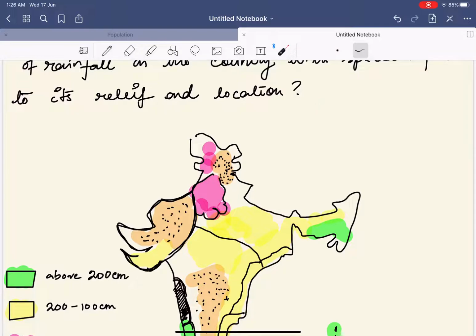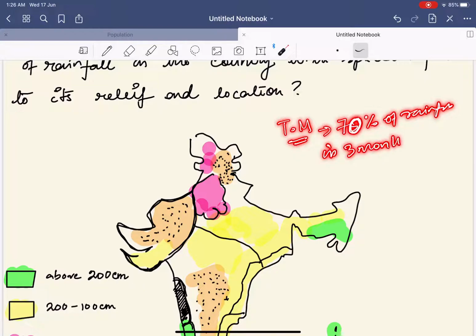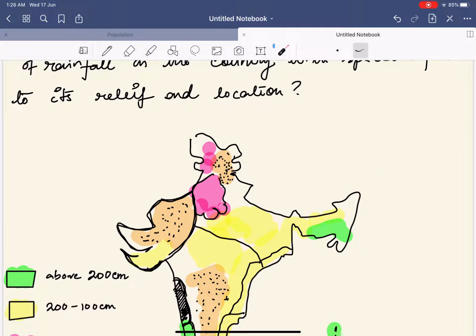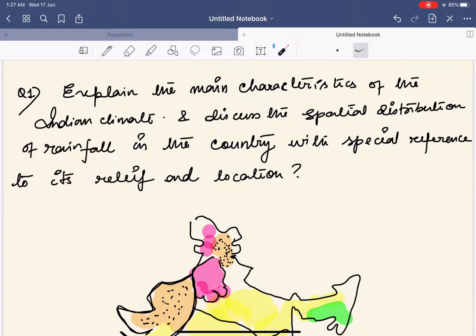I hope you got what TM means. It's nothing but the tropical monsoonal type of climate that receives 75% of the rainfall, or you can say 70% of the rainfall, in a 3 months period. Which is this 3 months period? June, July, August. Simply, sir, it receives 70% of its rainfall within the period of 3 months. Now that is what explains the main characteristics of the Indian climate.